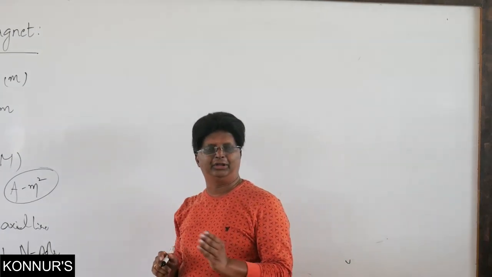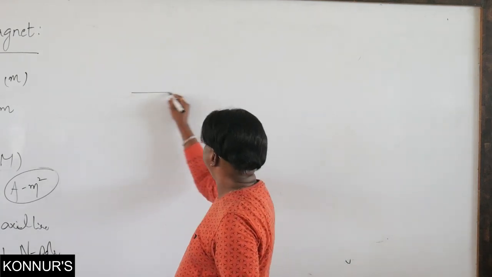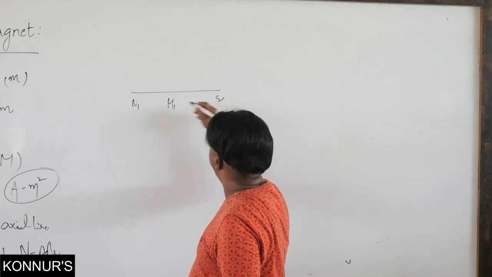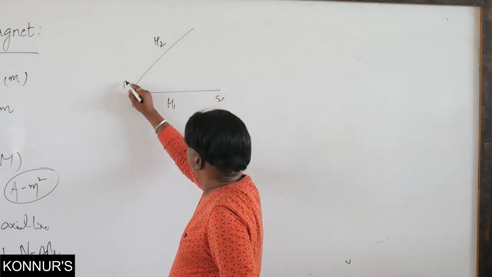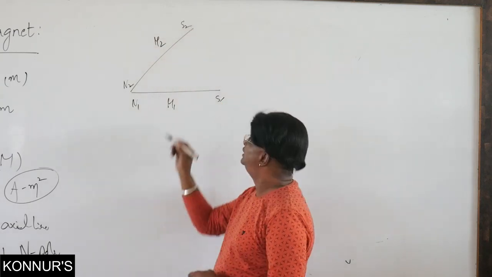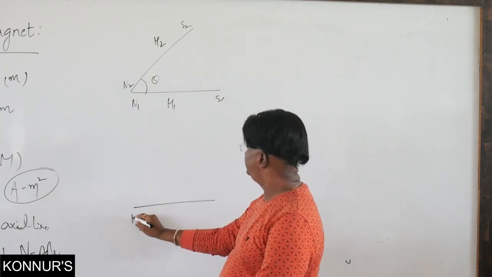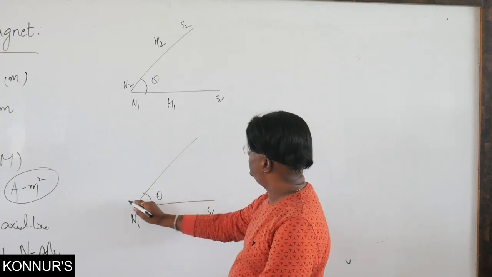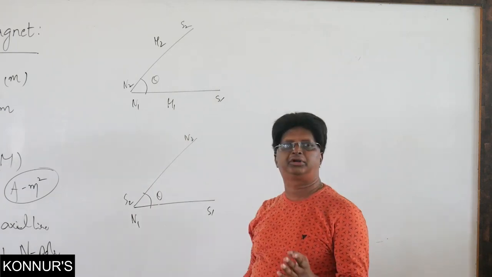Now let us take that, actually I should have told you in the very beginning, but now I am telling you. Two dipoles: this is M1, with N1 and S1, and supposing another magnet M2 with N2 and S2. This is one possibility. And what is the other possibility? Here you can see N1, S1 and angle, supposing theta, but this time it is S2, N2. These are the two possibilities for the given magnets.